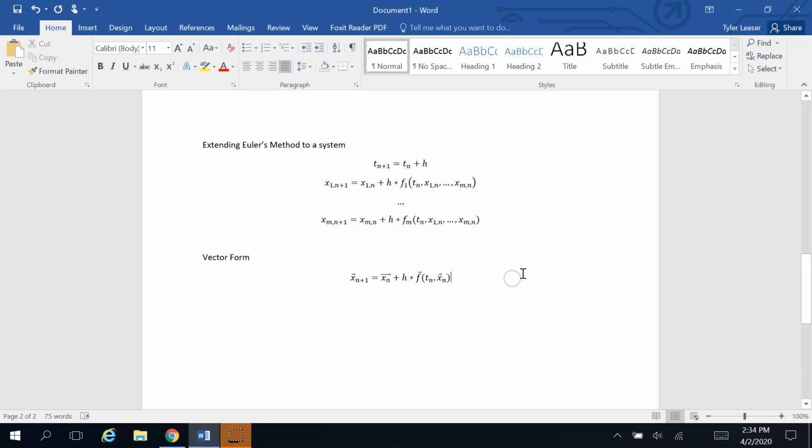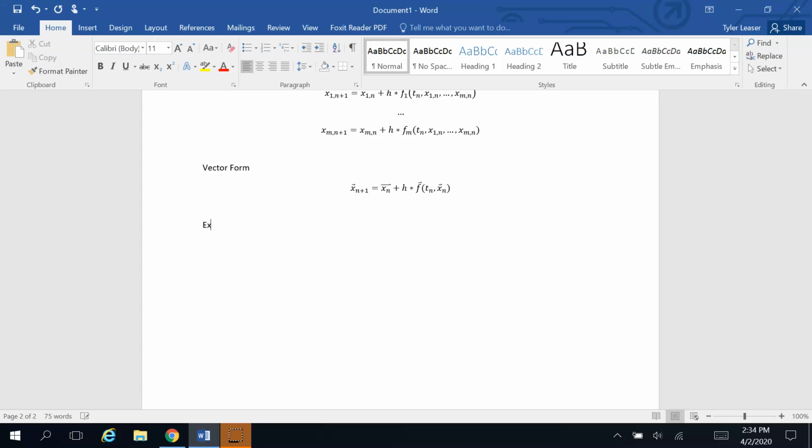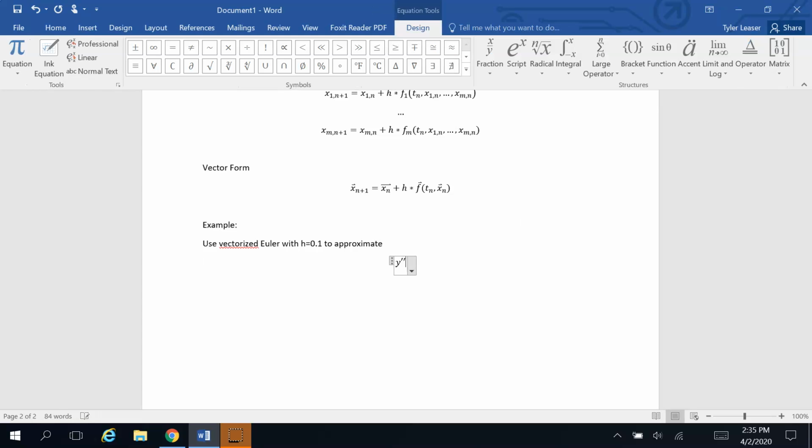I have one quick example that we're going to do, and hopefully I'll knock this out in just one video. So we're going to use the vectorized Euler with a step size of 0.1. Remember, you always want your step size to be small. And we're going to use this to approximate this differential equation: y double prime plus 4y prime plus 3y is equal to 0, with initial conditions y at 0 is equal to 1.5, y prime at 0 is equal to negative 2.5.